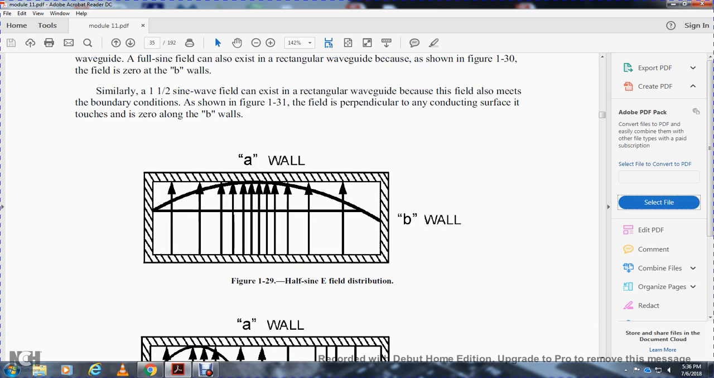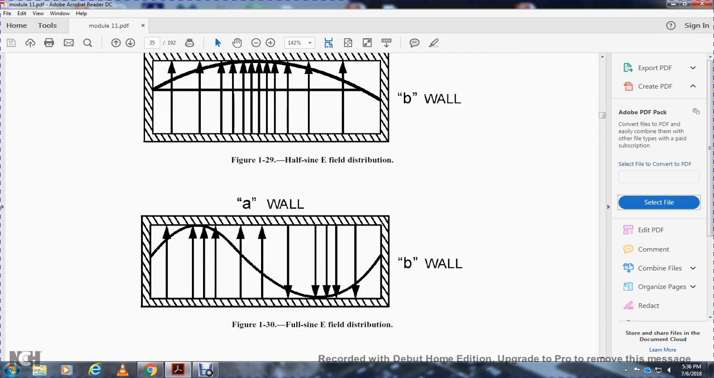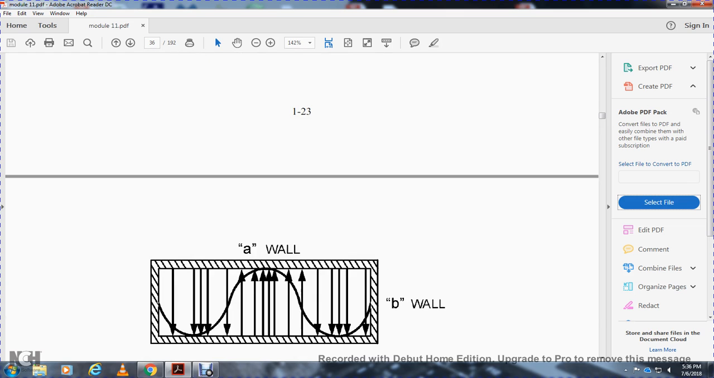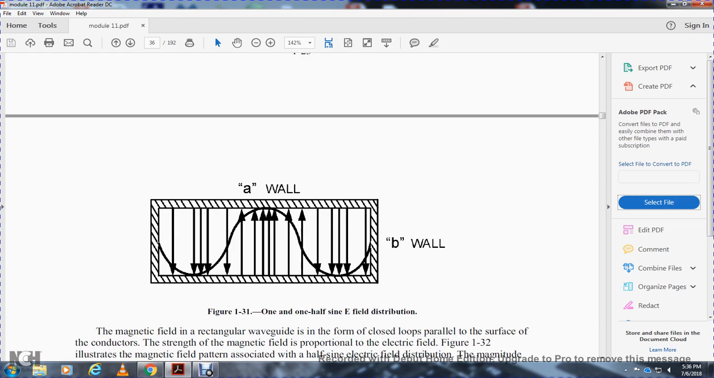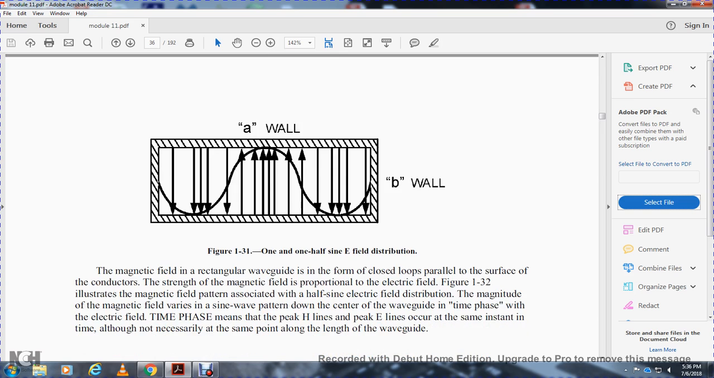A shows the half-sine electric field distribution between the A and B walls, and then the full-sine electrical field distribution between the A wall and B wall. And the A and B walls with the one-and-a-half sine electrical field distribution.